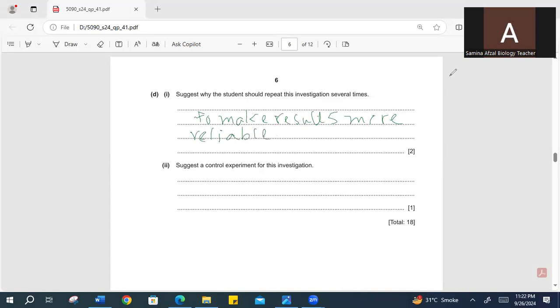Now suggest a control experiment for this investigation. For the control experiment, we can remove the animals. The apparatus will be set as it is in the diagram, but there will be no animals.